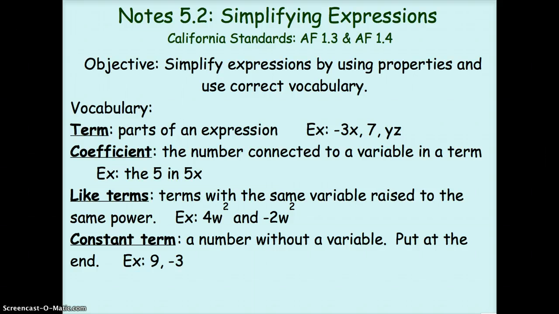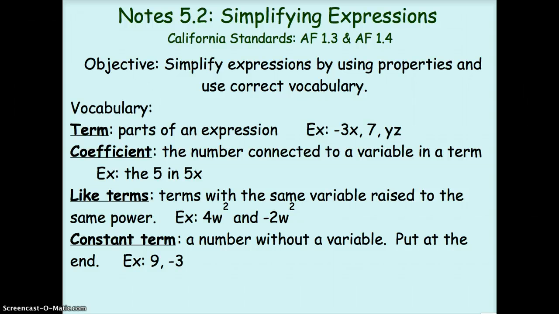Each term is a part of the expression. So for example, negative 3x would be a term. 7 would be a term. yz would be a term. What you're looking for, each term is separated by an addition sign. And sometimes you won't see that addition sign right away. It'll look like a subtraction sign, but when you skip change, it will become an addition sign. And I will show you that.